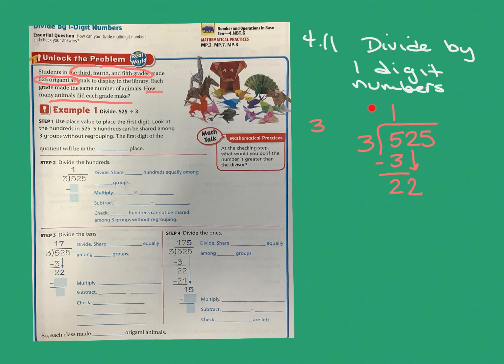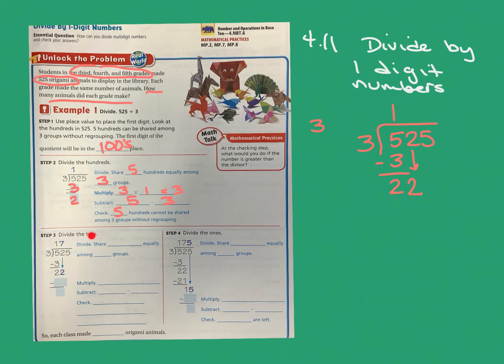And you see here that the first digit of our quotient is in the hundreds place. That's where we'd have to put it because it was able to multiply together and get into at least once into the flat. So we divide the hundreds, and 3 times 1, of course, was 3. 5 minus 3 is 2. We share 5 hundreds equally amongst 3 groups. We multiply 3 times 1 equals 3. Subtract 5 minus 3. And 500 cannot be shared among 3 groups without some regrouping. We still have 2 left. We're going to have to regroup them.